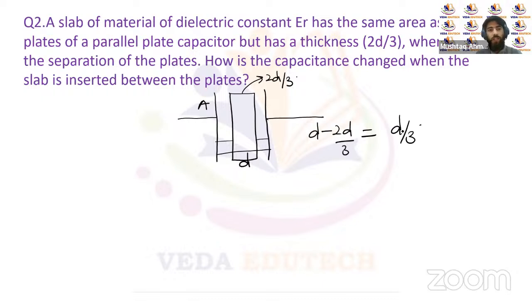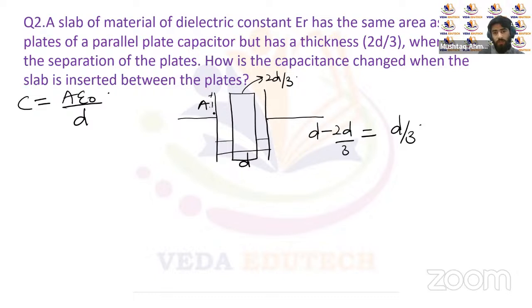Now the question is, where d is the separation of the plates, how is the capacitance changed when the slab is inserted between the plates? So the initial capacitance was equal to epsilon naught A upon d, right? This was the initial capacitance of the capacitor. Now we have inserted a slab here.